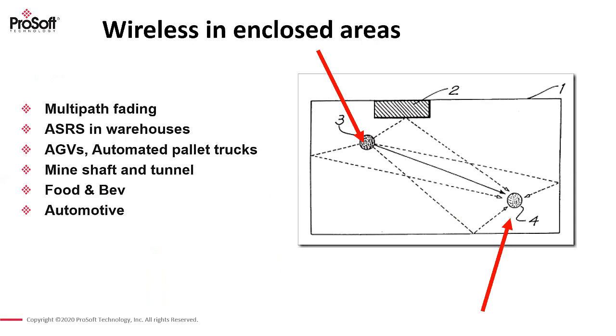The types of places that we're actually going to use MIMO would be in an enclosed area, something like a warehouse or a production facility. We've used them in mine shafts, food and beverage, and automotive.